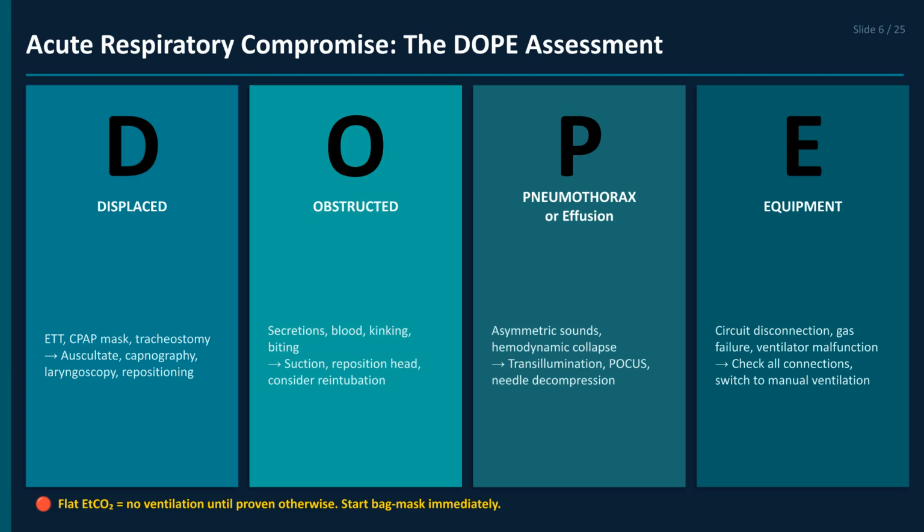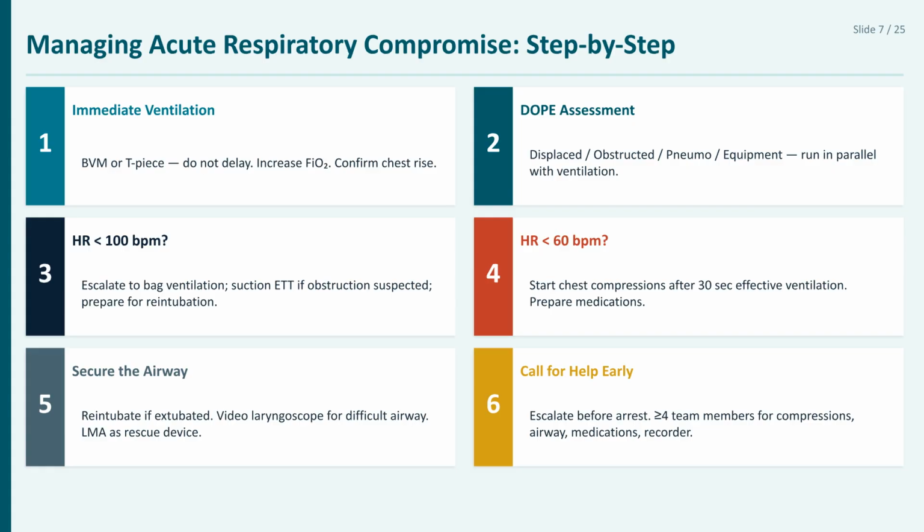Start bag mask immediately. The step-by-step approach starts with immediate ventilation. Run the DOPE assessment in parallel. If the heart rate is less than 100 BPM, escalate ventilation and consider re-intubation. If the heart rate is less than 60 BPM, start chest compressions and prepare medications. Secure the airway as needed and call for help early, ensuring sufficient team members are available.